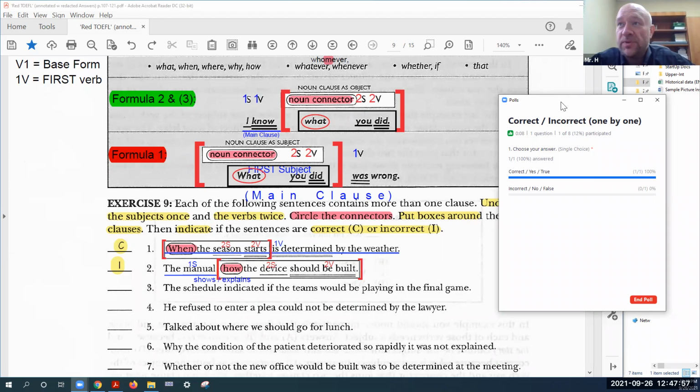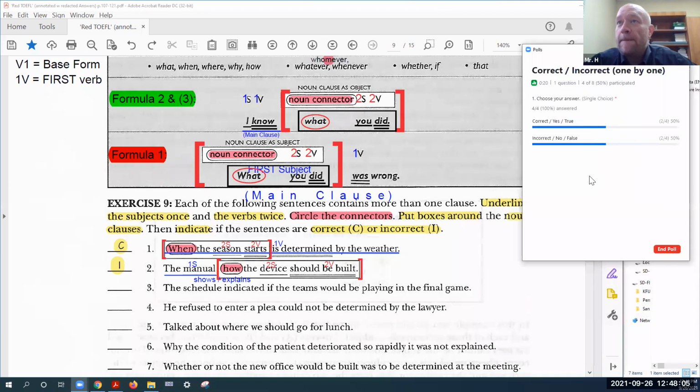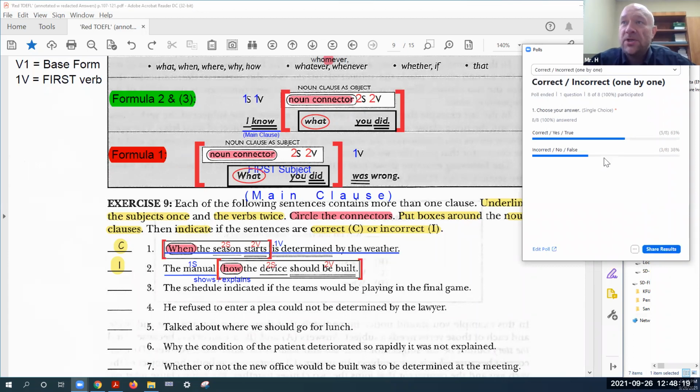We don't have a lot of time, so we got to do this quickly. 4 people. We got 8 guys. I'm going to give you 5 more seconds. 3, 2, 1. Okay, I'm going to stop here. All right, 7 out of 8. That's pretty good. Let's see. So 5 of you said it's correct. 3 said it's incorrect.